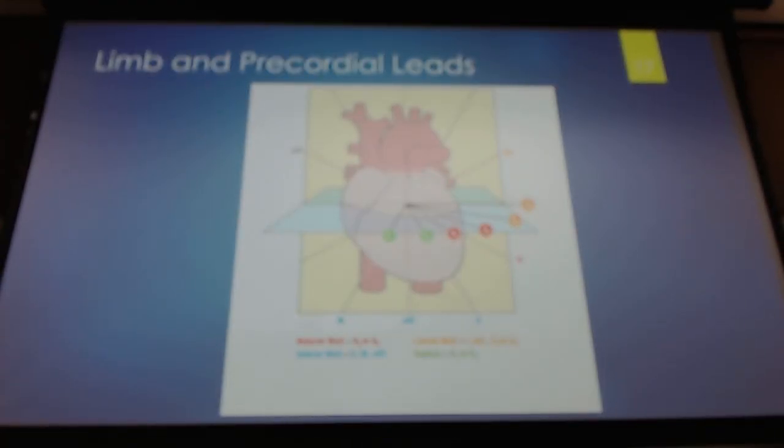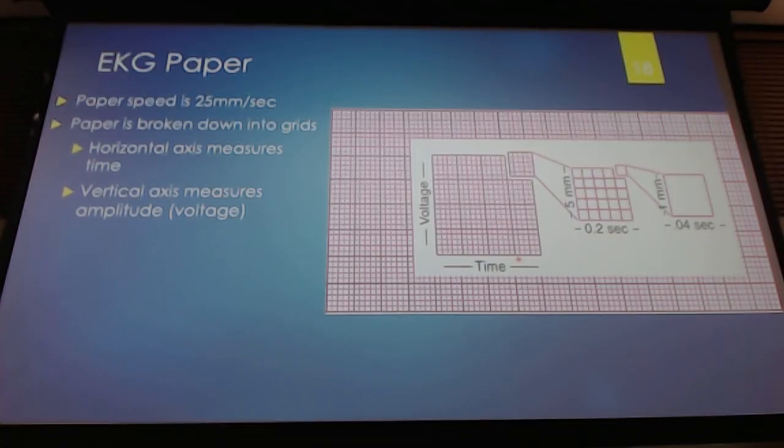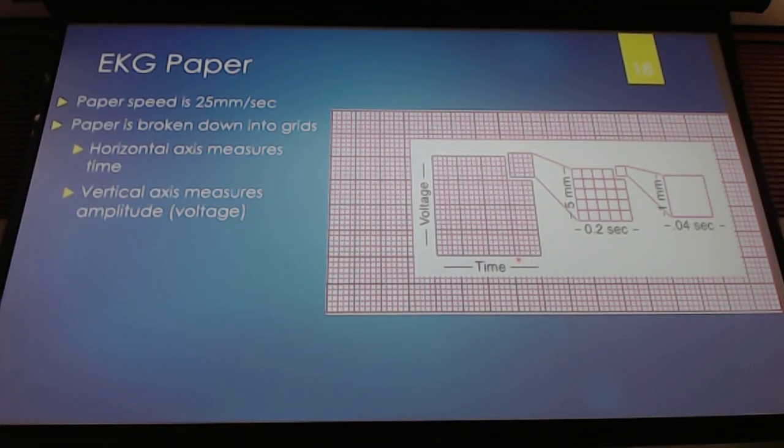Here we put that together with our precordial leads, or our chest leads. Because remember that the limb leads look at the frontal part of the heart, and the precordial leads look at the horizontal, so it looks through the heart. So V1 and V2 is going to look at the septum, V3, V4, anterior portion of the heart, and then 5 and 6 is going to look at the lateral portion of the heart.